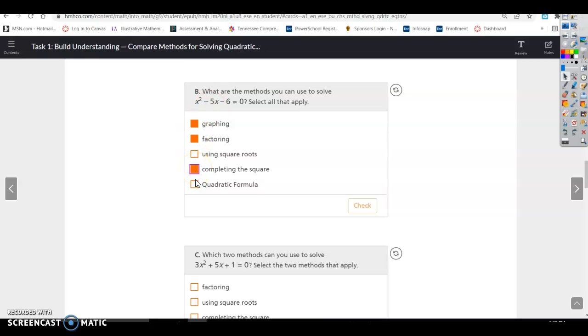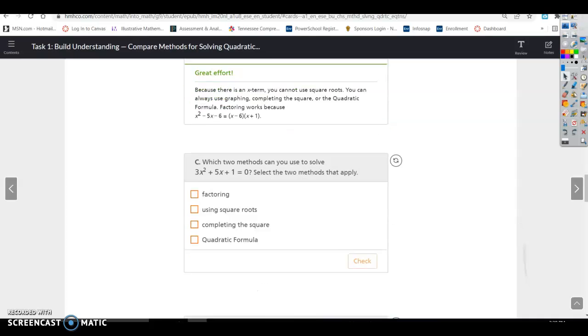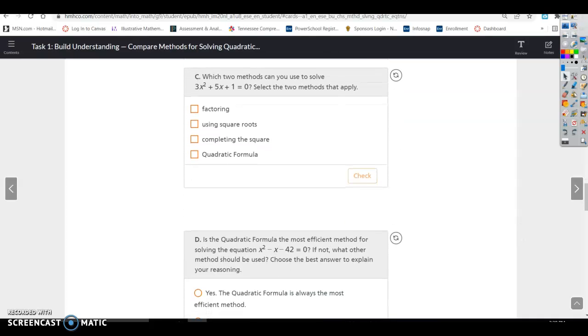Completing the square and quadratic formula pretty much work for all of them. Doesn't mean it's always the best method, but you can use them for pretty much any quadratic equation. Which two methods can you use to solve this quadratic equation? All right, so which two methods?